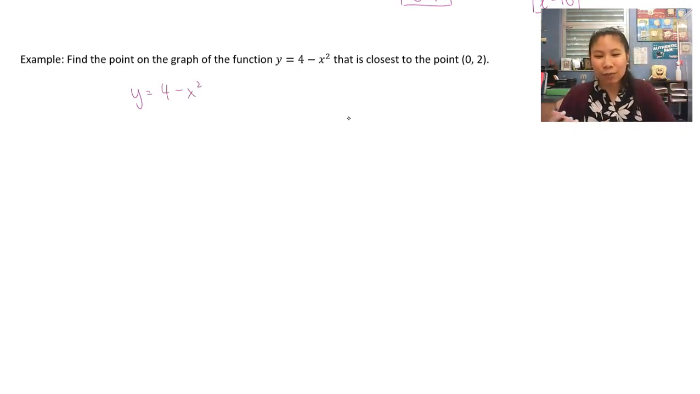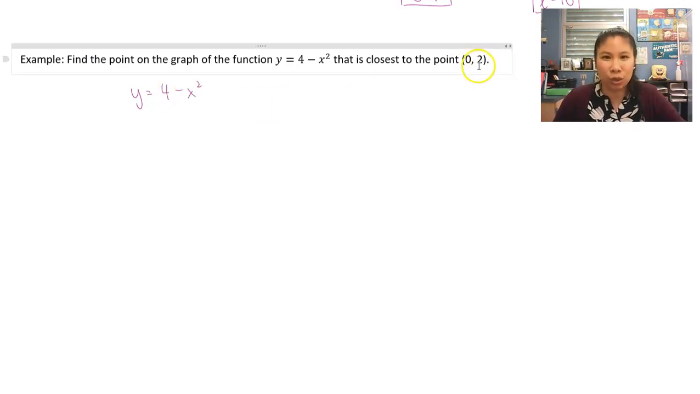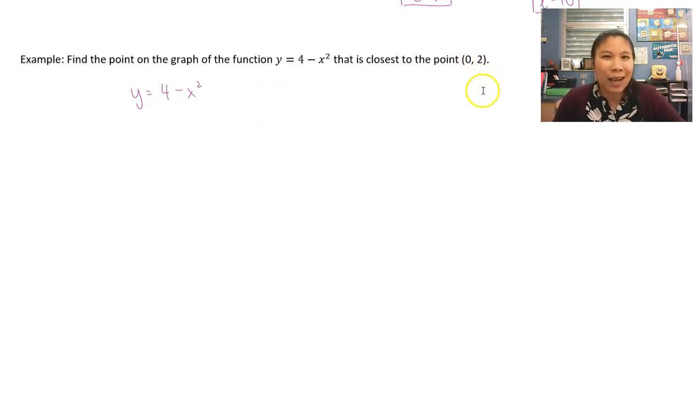And then we are trying to find points on the graph that are closest to the point (0, 2). So when we're talking about a graph and something being the closest, then we're really looking at distance.